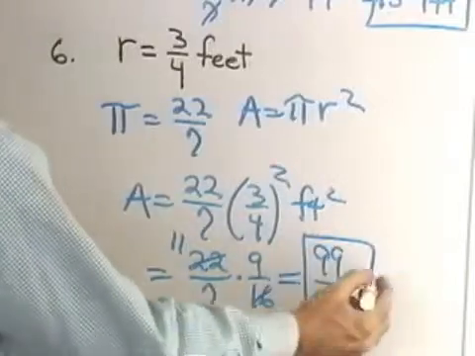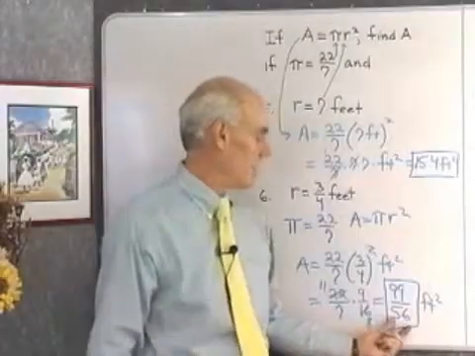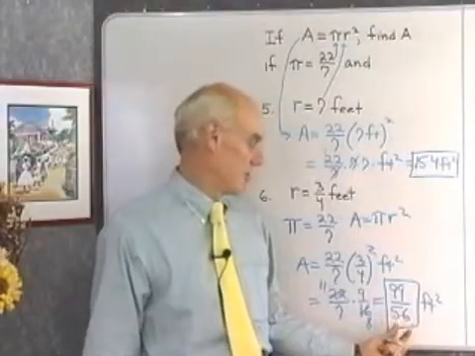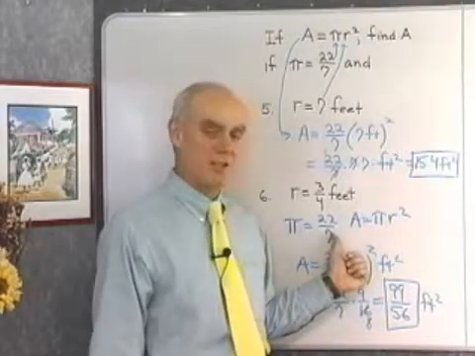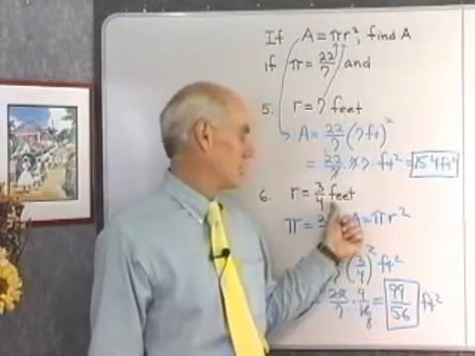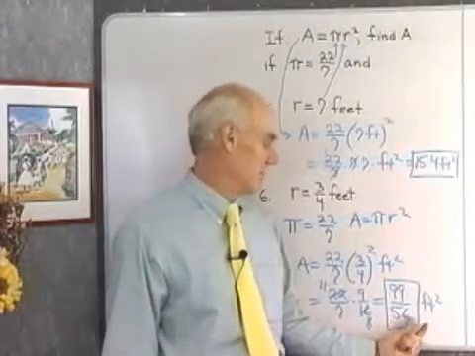So 99/56 square feet, and I could change that if I wanted to into an improper fraction also, but I think I'll just leave it right there. So if pi is equal to 22/7 and my radius is 3/4 of a foot, then I end up with an area of 99/56 square feet.